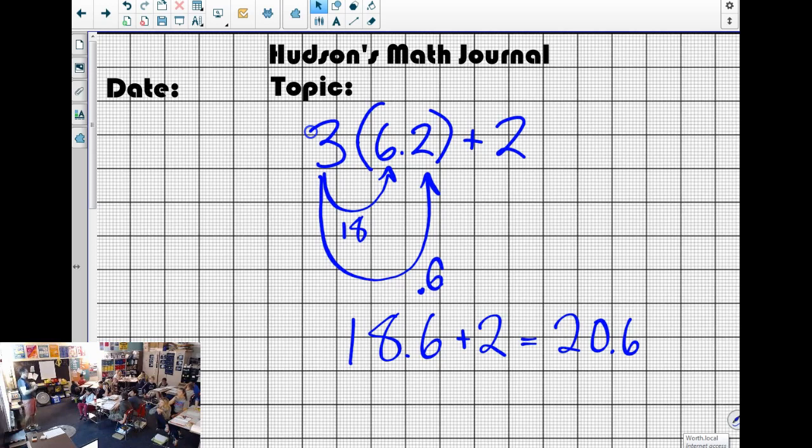Now I could add them, right? 6.2 plus 6.2 plus 6.2, and the 2, 2, 2 makes a 6. 6, 6, 6 makes 18, and I get 18.6. But instead of adding them, we want to multiply to make our life easier.